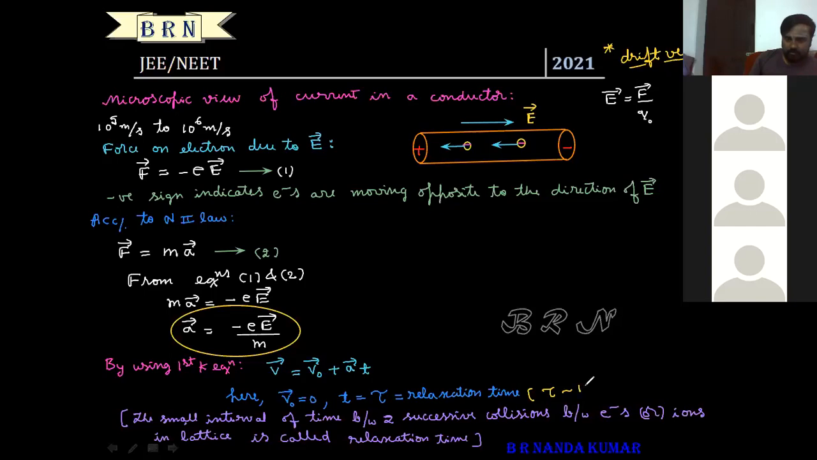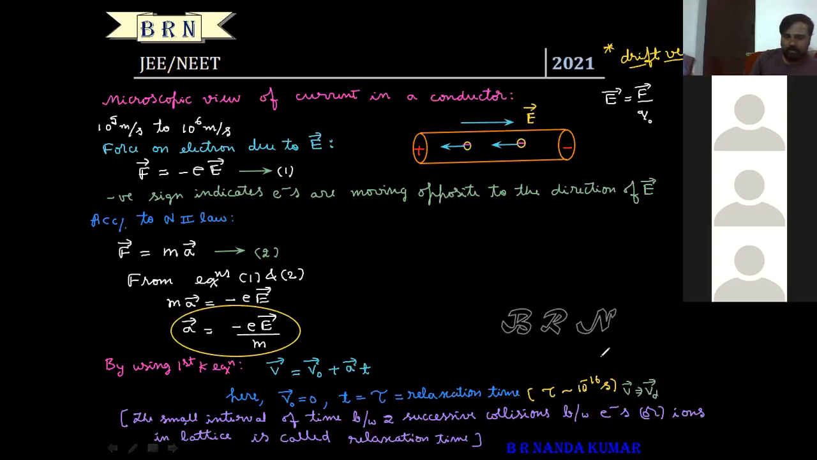The order of relaxation time is approximately 10 to the power minus 16 seconds. So this is the order of relaxation time. The velocity that we get here is actually called the drift velocity. The final velocity v vector becomes vd vector.